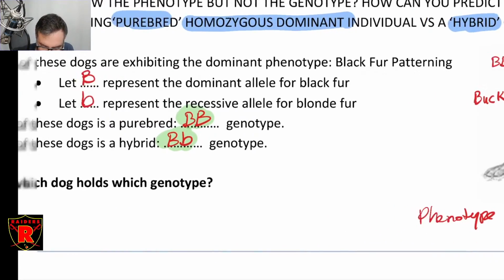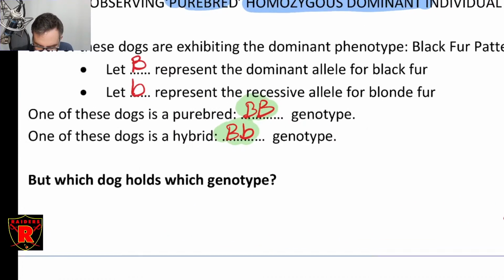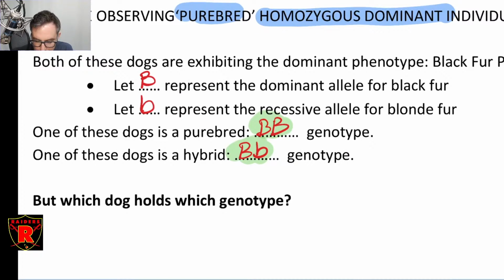So I've got some let statements here. Big B represents black and little b represents blonde. Blonde would be the fur that we do not want in our purebred.